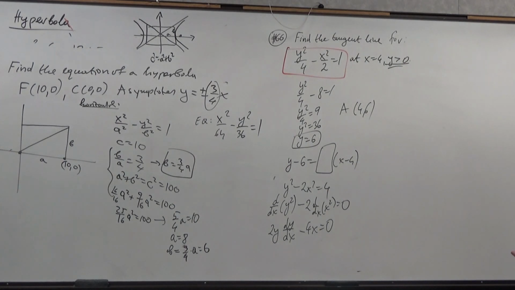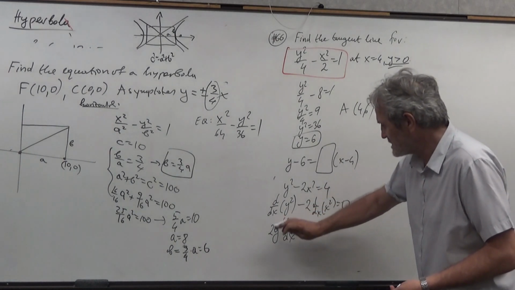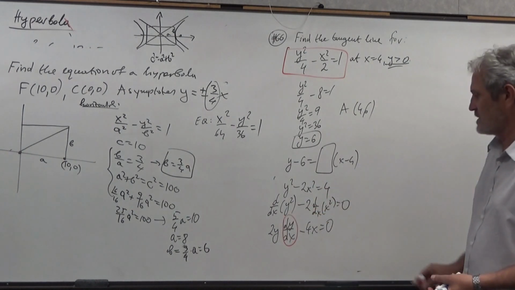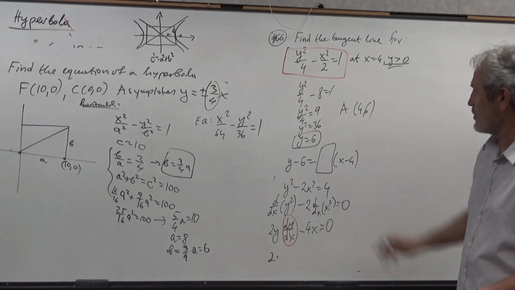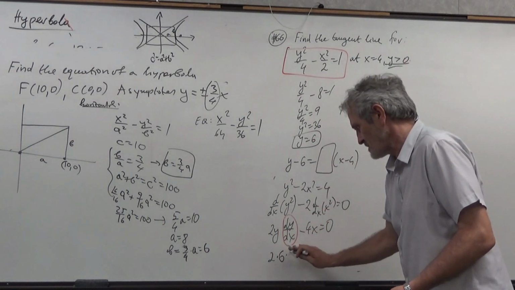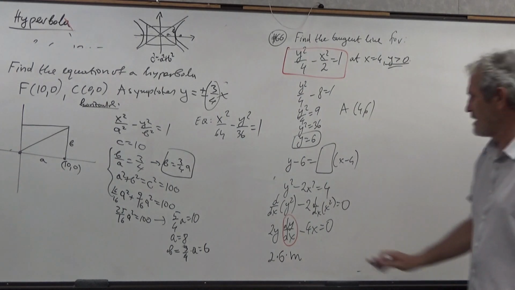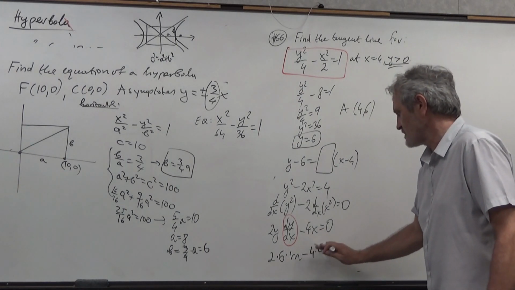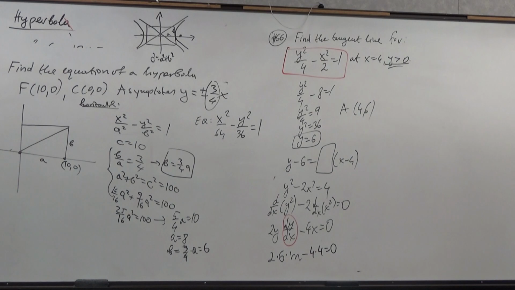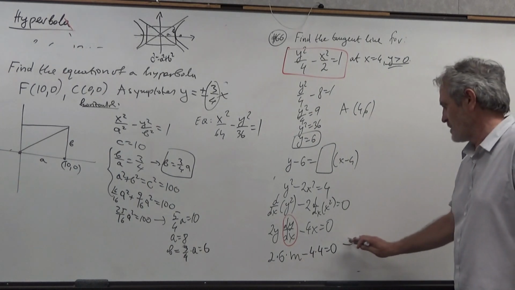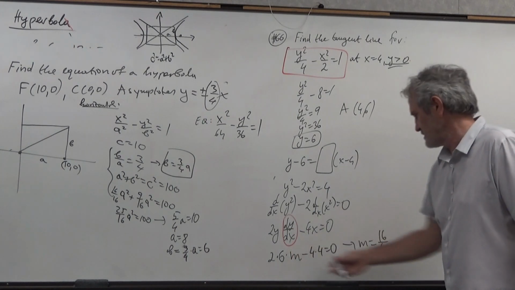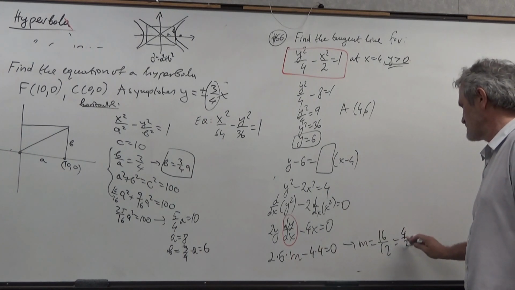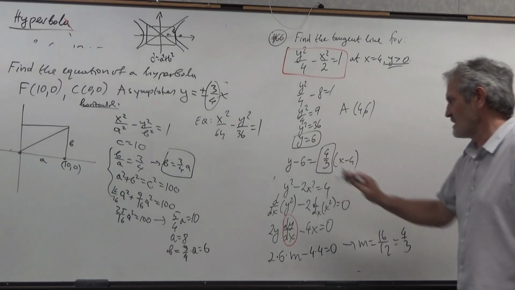And here I'm not going to solve for dy over dx. I'll plug in, because I need only the slope for my particular point. So this will be what? 2 times, how much is my y? 6. How much is my slope? I call it m. Minus 4 times 4 equals 0. Now I solve for my m, and that would be 16 over 12, which is 4/3. I write it here, and I'm done.